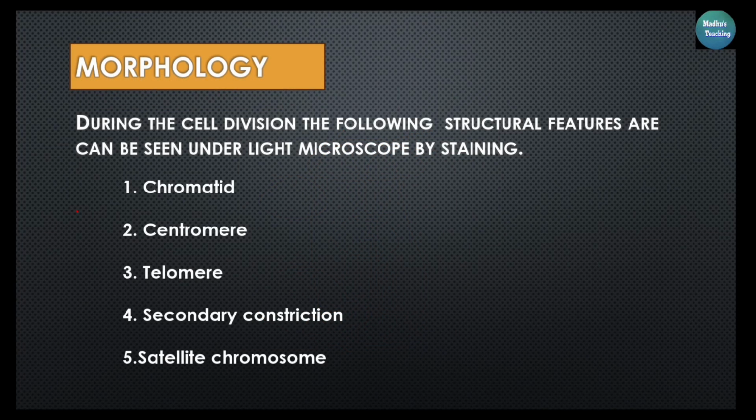Next, morphology. Morphology refers to the outward appearance. So these are the main five structural features that can be seen under the light microscope by staining during the cell division. Those are chromatid, centromere, telomere, secondary constriction, and satellite chromosome.